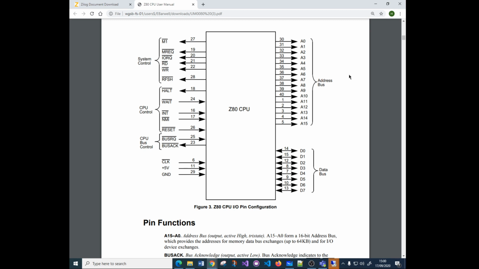So there's clock, plus 5 volts, because that's what it runs on, 5 volt TTL level logic. And then there's a load of other things like halt, wait, and then you've got NMI, which is the non-maskable interrupt. So that's the interrupt that the CPU can't stop. That's obviously important because you might need to tell the CPU to get off the address bus or the data bus because someone else wants to use it, a different peripheral and things like that.